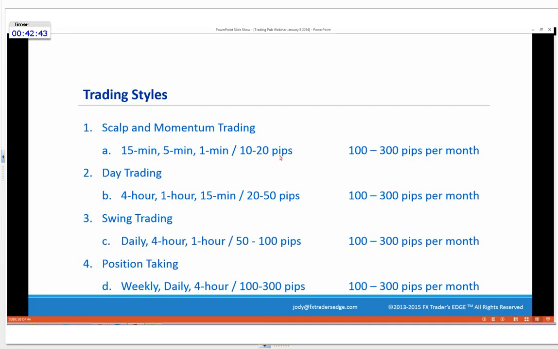This is just a rough guide, and this is just to show you that at the end, the results are the same, whether you're a momentum trader, a day trader, a swing trader, or a position taker. This is what I recommend that traders make consistently in a month. Why shoot yourself in the foot looking for 1,000 pips? If you can do it, come and talk to me. I'll give you a job.